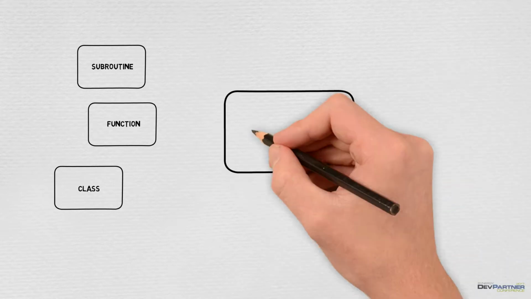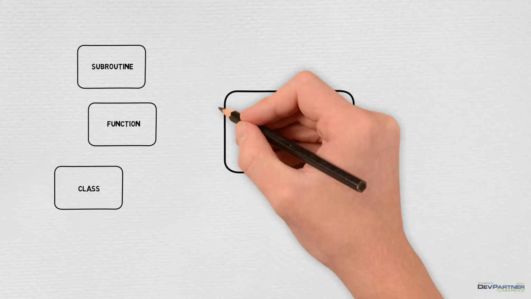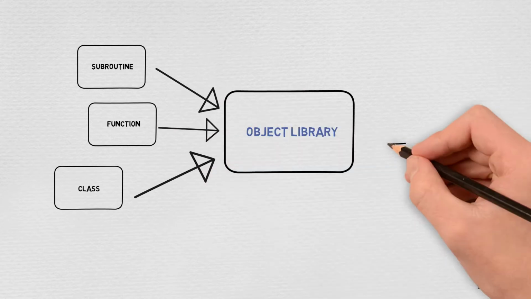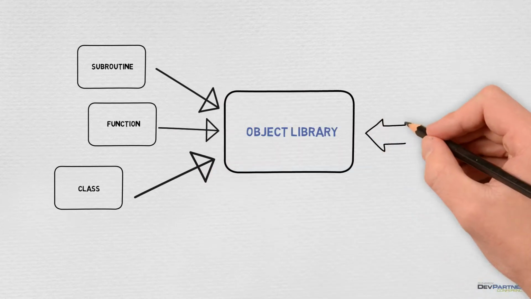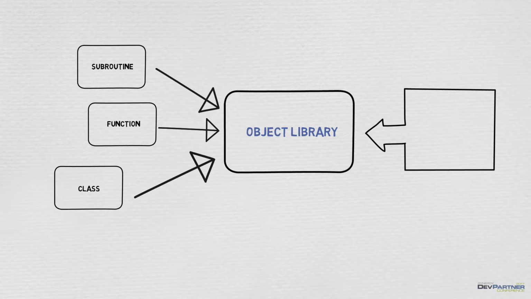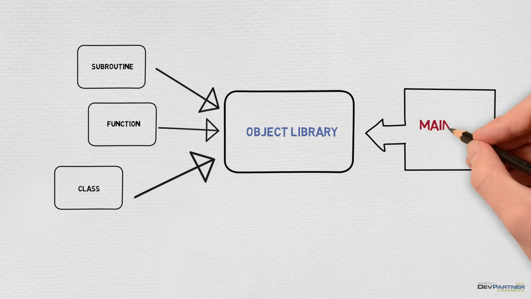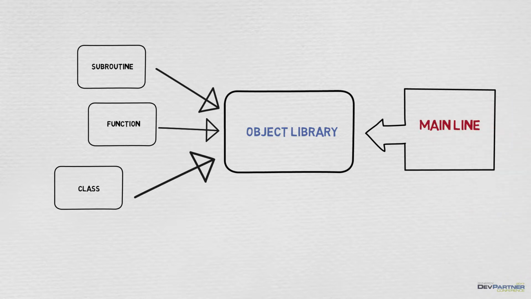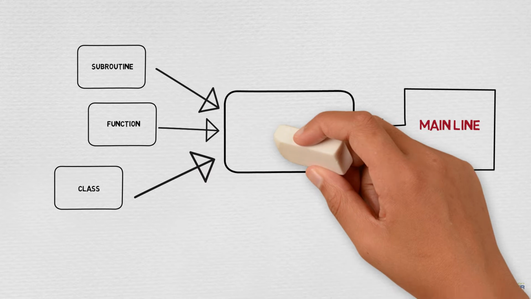All of these compile units can be placed into an object library. Once you've built your library project, you can then link to it from your mainline. Remember, when you link the mainline program, you're actually taking all the code from these functions and the object library and putting it into the resulting DBR. So it can get a bit bloated.